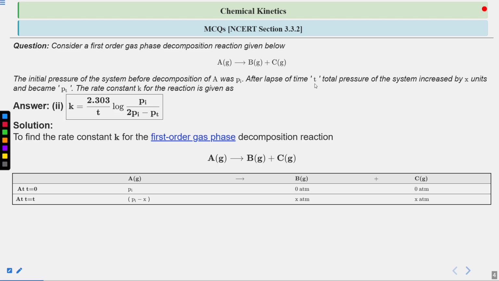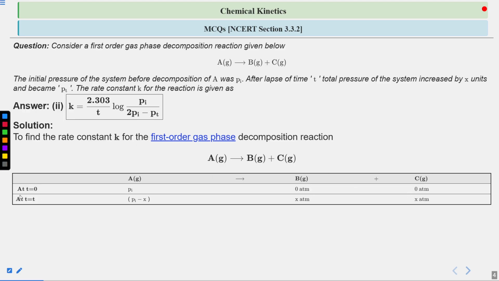At the initial time, that is at t equals 0, the pressure of A, the reactant, is Pi, as already mentioned, because it is not undergoing decomposition. So before the decomposition of A, the pressure of A is Pi. That means the pressure of B and C is 0, because decomposition is not happening at the initial time. So the pressure at t equals 0 for B and C is 0 atmosphere each.